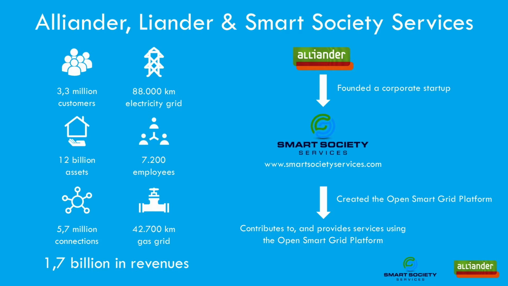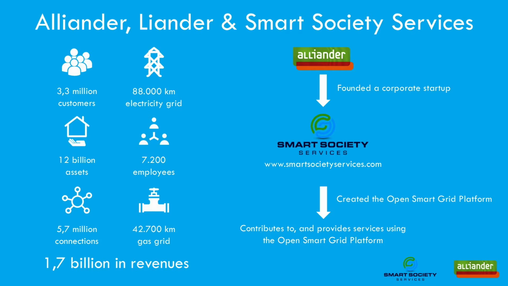Smart Society Services, founded in 2014, is an independent startup of Alliander. This company offers IoT products and services to remotely monitor, control, and manage objects and devices within large infrastructures. This company uses the Open Smart Grid platform as the core part of their services.